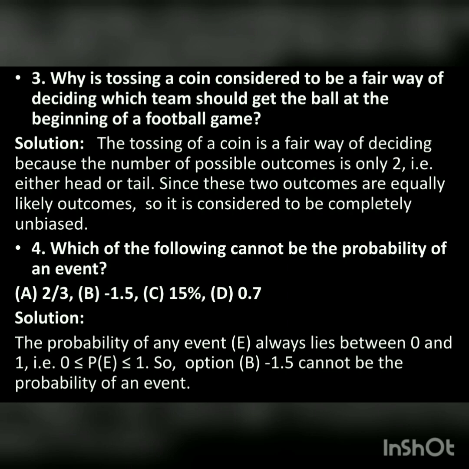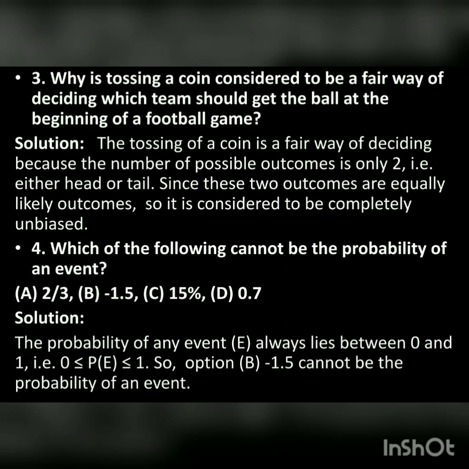Question number 3. Why is tossing a coin considered to be a fair way of deciding which team should get the ball at the beginning of a football game? Because a coin has equally likely outcomes, that is head or tail, so we consider it a fair way. Number 4 is which of the following cannot be the probability of any event. As you know very well, a number that is less than 0 cannot be a probability. So here minus 1.5 is negative. It is less than 0, so it cannot be a probability.